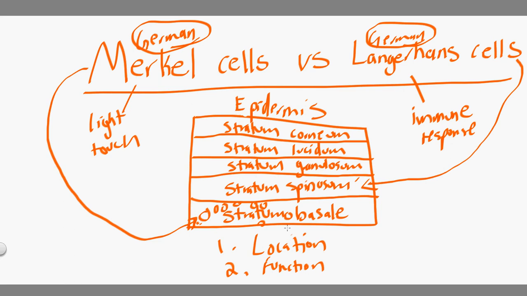So we have two differences. One is in the function here. Merkel cells are for light touch. Langerhans cells are for immune response. The second difference is Langerhans cells are in the stratum spinosum, while the Merkel cells are in the stratum basale.